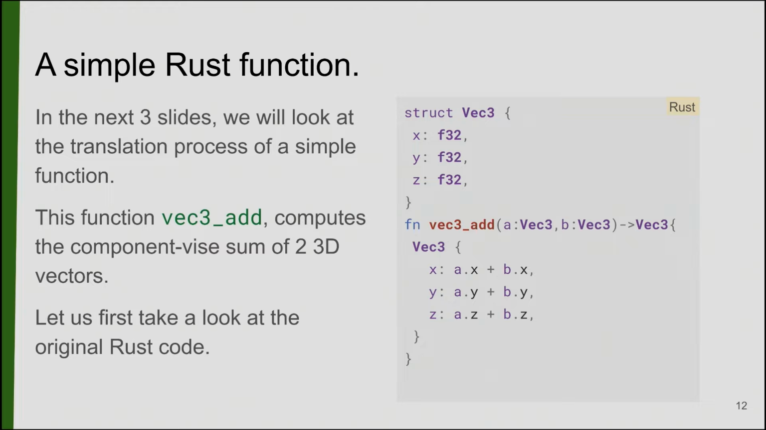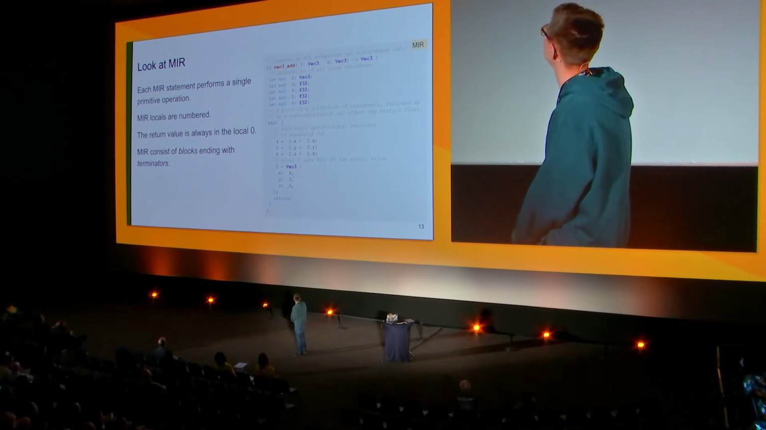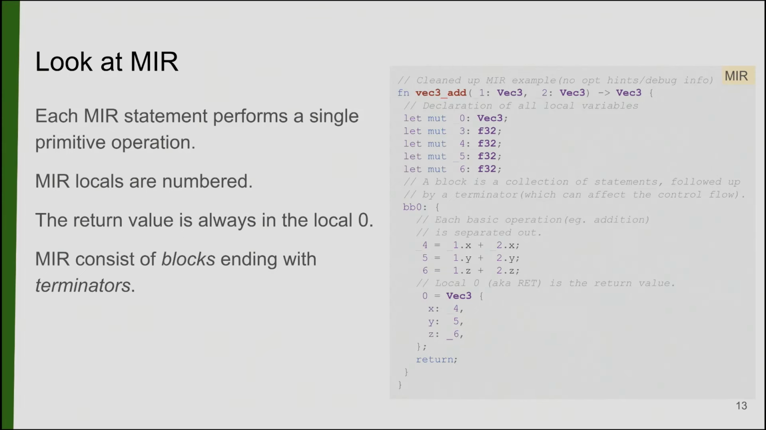But now we will take a look at the generated MIR for it. I hope that you can see everything there is there, because as you can see, the MIR is quite a bit longer. Why? Because one complex Rust operation, one expression, has been compiled down to a whole lot of steps.